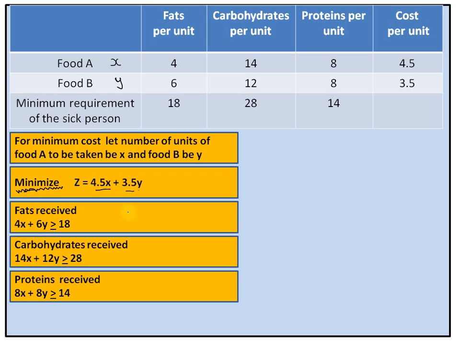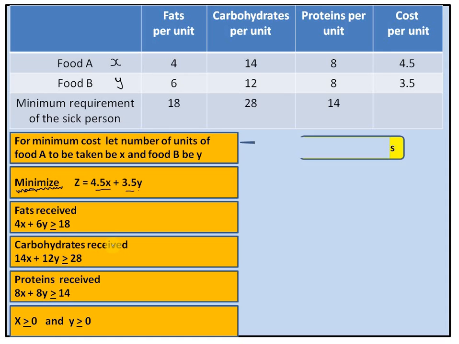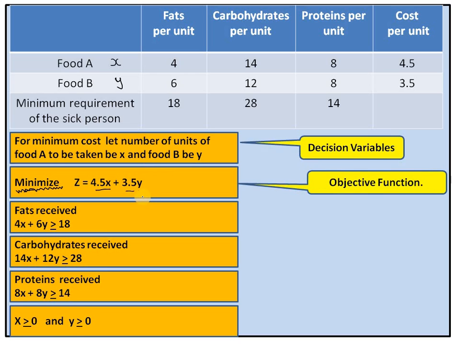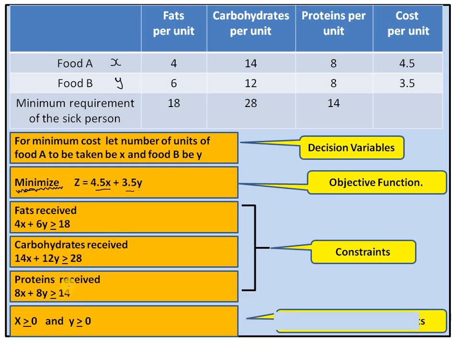नाउ अगेन, कैन ही टेक निगेटिव फूड? नहीं, सो x शुड बी ग्रेटर देन और इक्वल टू 0। कैन ही टेक निगेटिव y? उसको तो खाना है, इट हैज टू बी पॉजिटिव, सो x ग्रेटर देन और इक्वल टू 0, y ग्रेटर देन और इक्वल टू 0। समझ गए बच्चों? नाउ these are decision variables, these are objective function, these are constraint। x and y cannot be such that he gets less than 18 fat or less than 28 carbohydrate or less than 14 protein, and these are non-negativity constraint। समझ गए बच्चों?